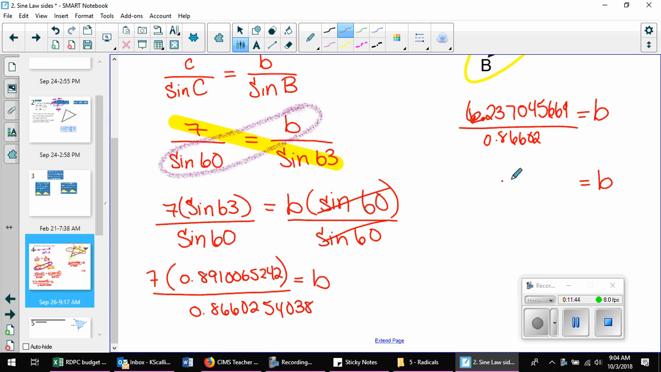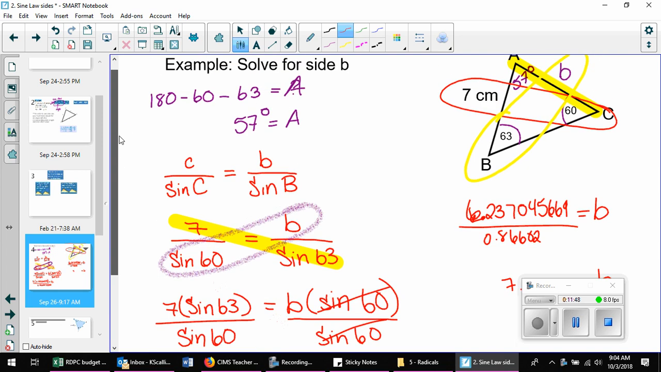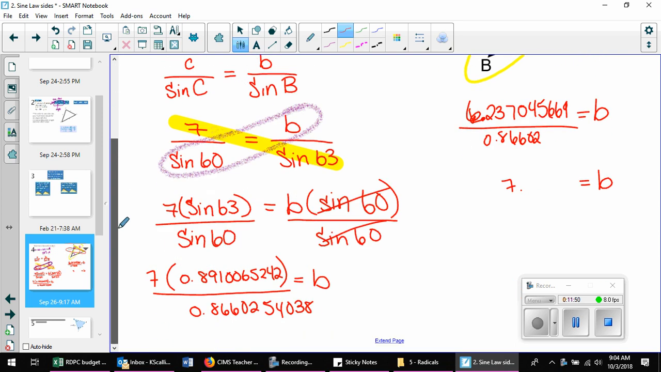So B is equal to 7 point, and did it say what we were rounding to? It doesn't say, so we're going to assume 2 decimal places. 7.20, and my units of measure is centimeters.